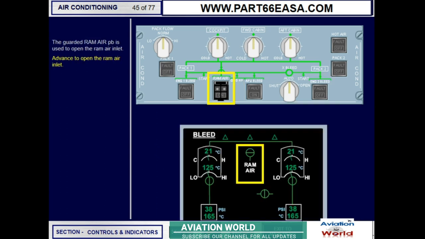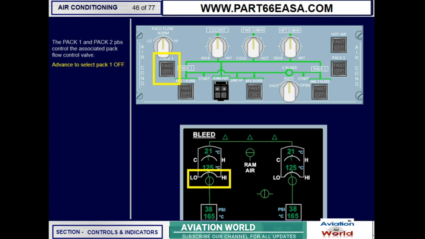The guarded ram air push button is used to open the ram air inlet. Advance to open the ram air inlet. The ram air valve will be discussed in more detail in the abnormal operation section.